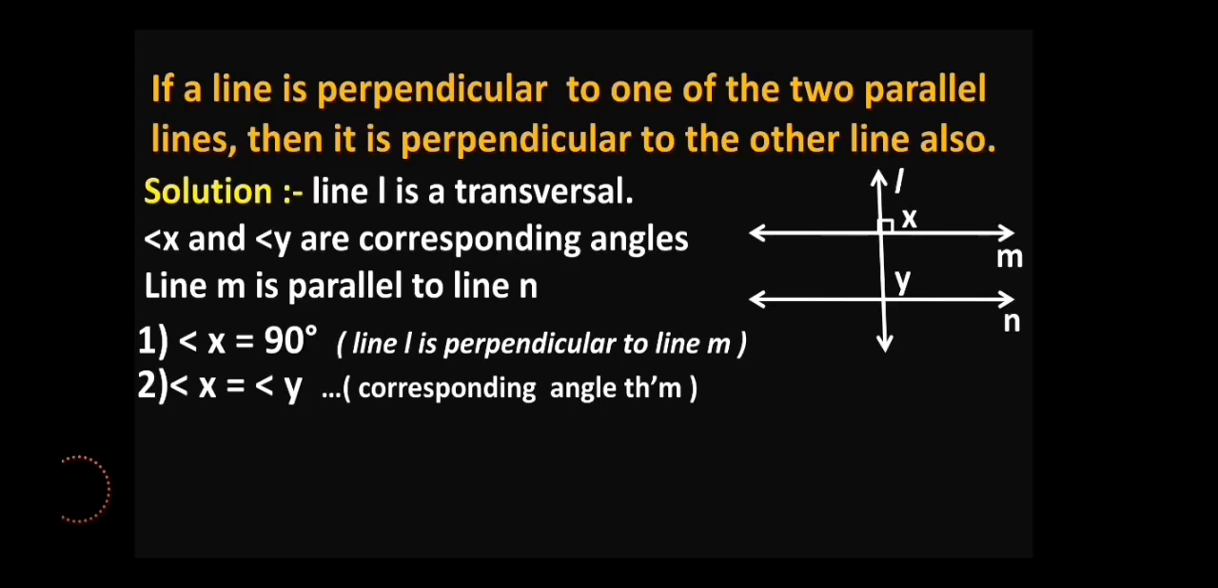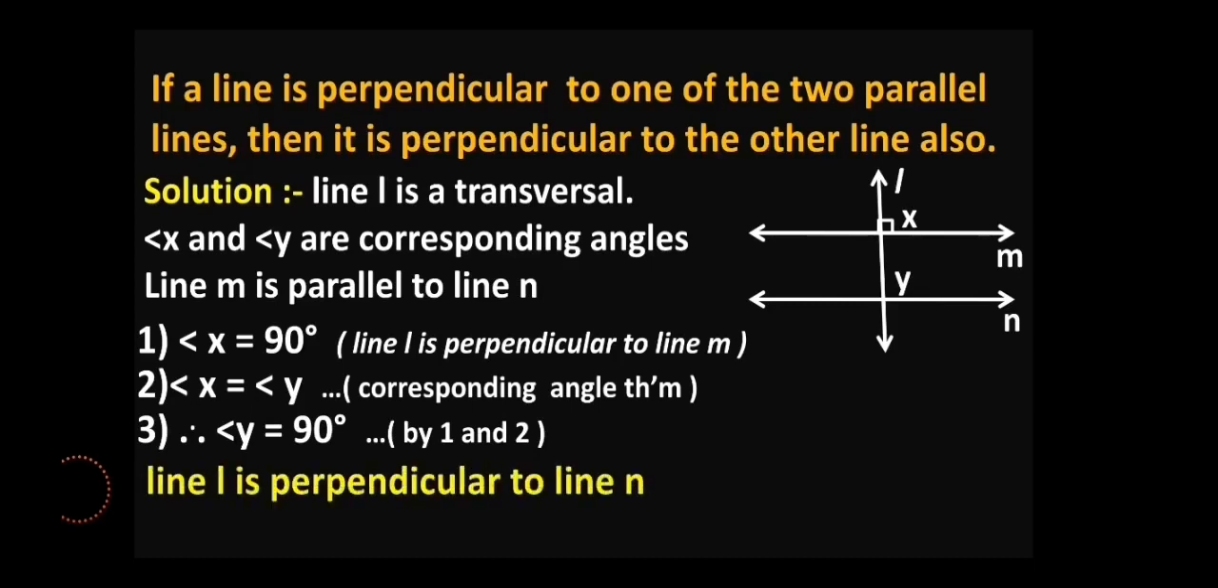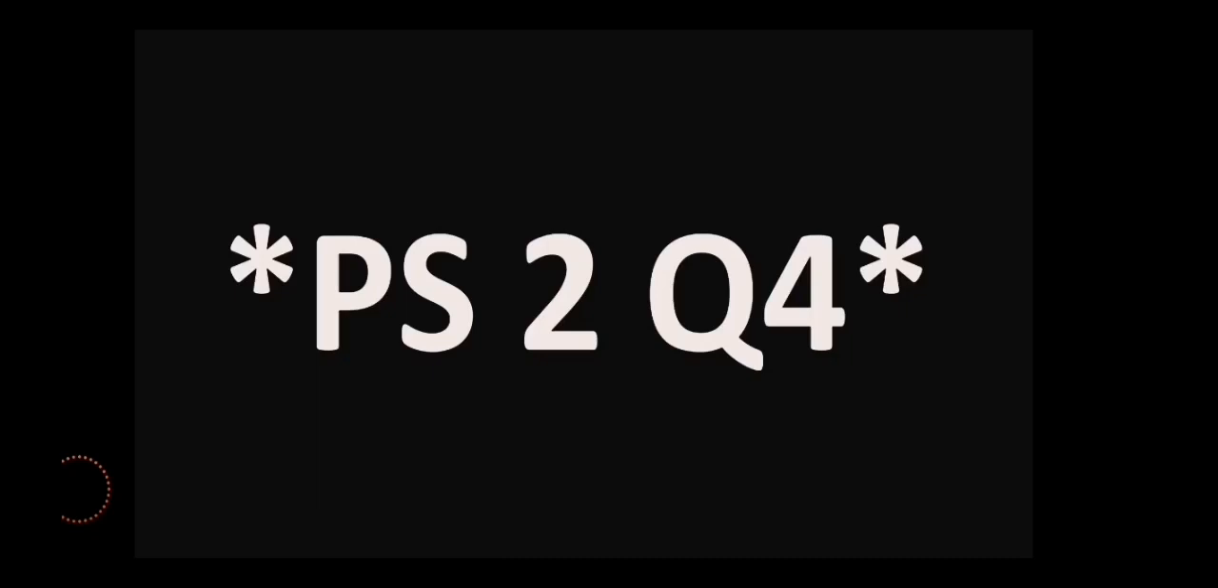So only theorem. And if you observe 1 and 2, I can say angle Y is equal to 90 degree, and if angle Y is 90 degree, then we don't have to be a great mathematician to understand this, line L is perpendicular to line N, and that is what we needed to prove. I hope I made it very clear to you. Let's move on with the fourth question now.